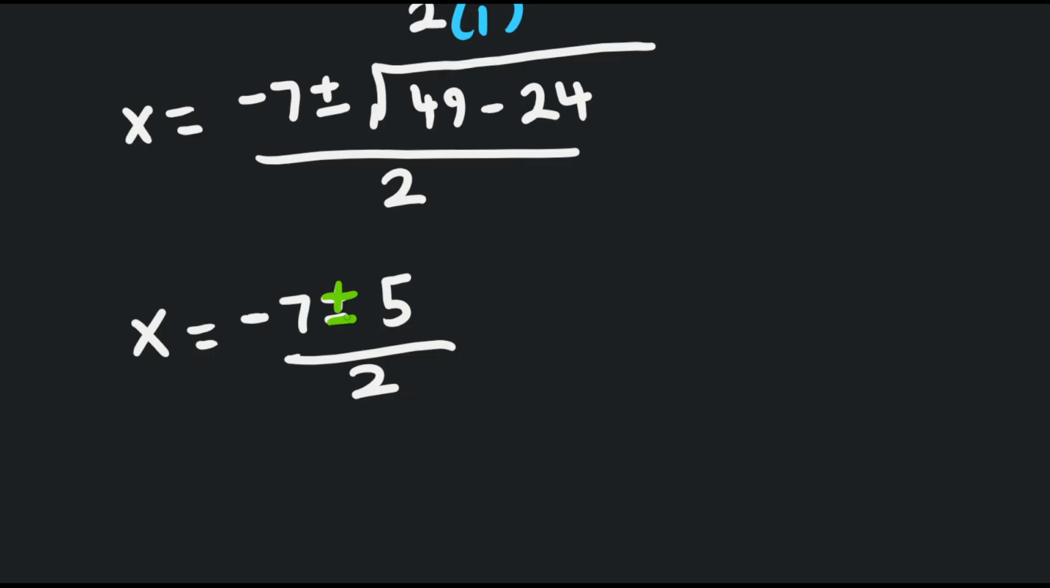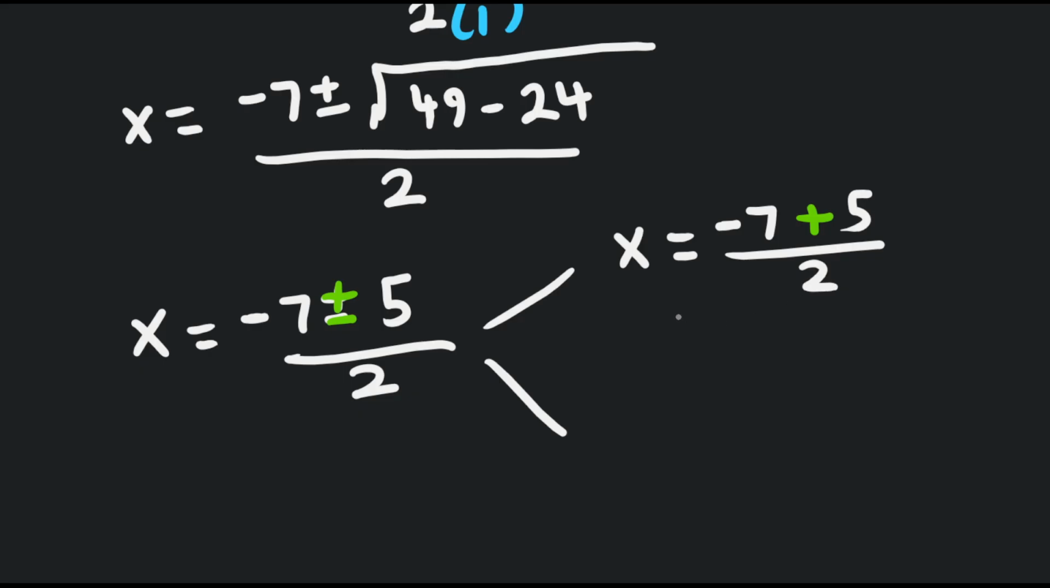So we have this plus minus symbol. What that means is we're going to split it up into just two equations. So x equals (-7 plus 5) all over 2, and x equals (-7 minus 5) all over 2. So let's start with this one.